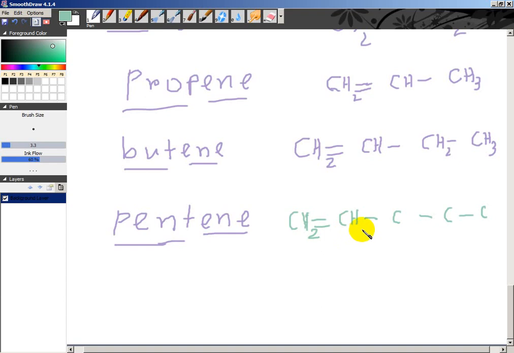Every carbon can form four bonds. This carbon has two bonds, so it forms two more bonds with hydrogen. This also has two bonds, it can form two more hydrogens. This carbon has one bond, so it will form three more bonds with hydrogens. This is the pentene. Even the naming is right.